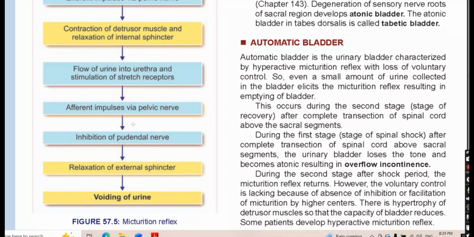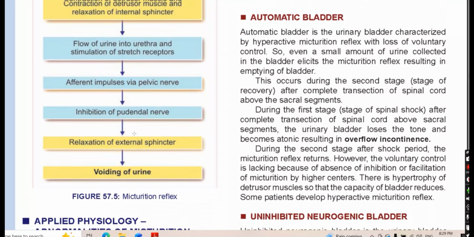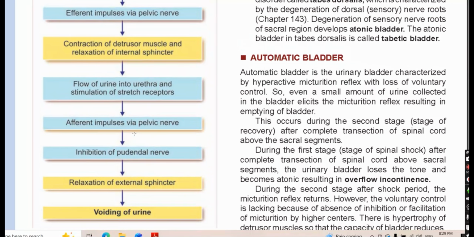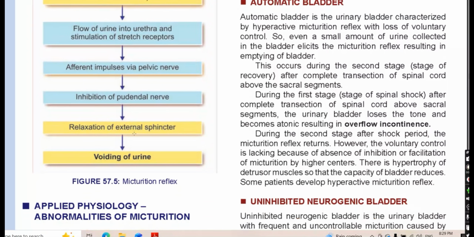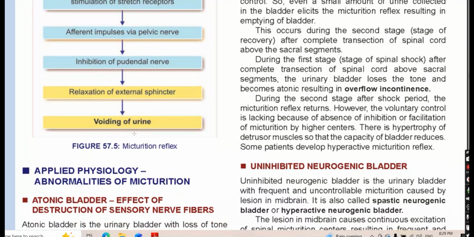In this way, urine is ejected from the urinary bladder. So this is all about the micturition reflex and micturition process. And if we look at the abnormalities of micturition, there are so many types of abnormality that we have found.